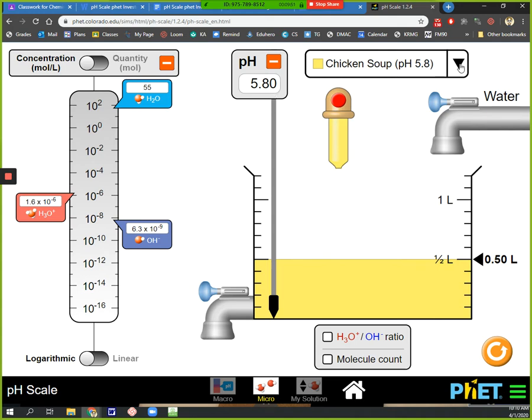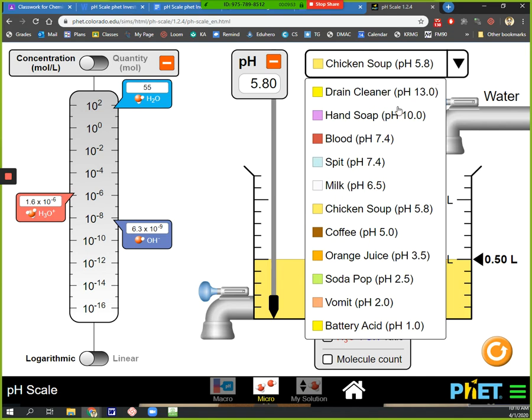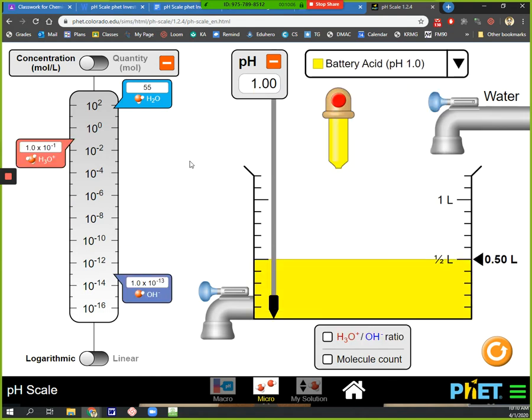You've got a choice of different substances up here, and it gives you all of their starting pHs. It tells you in this simulation, we're going to be working with battery acid. So I'm going to come down here to battery acid, which has a pH of 1.0. It says to add battery acid and then use the bottom faucet to drain the tank until 0.1 liter remains. So I'm going to use this knob down here until I'm down to 0.1 liter of this stuff.